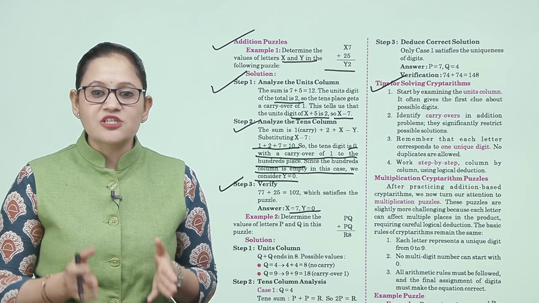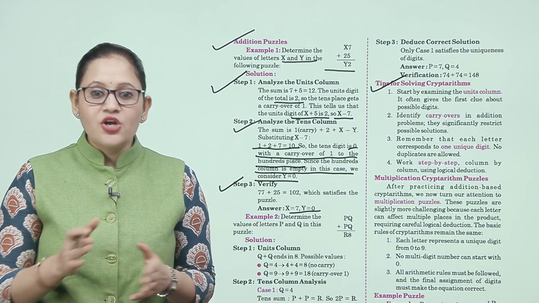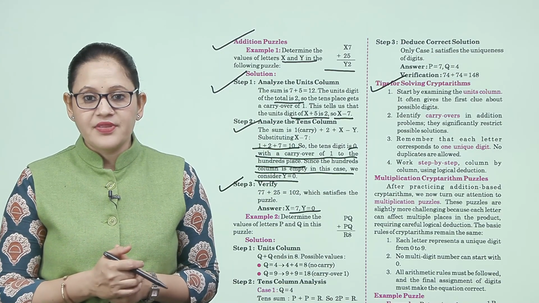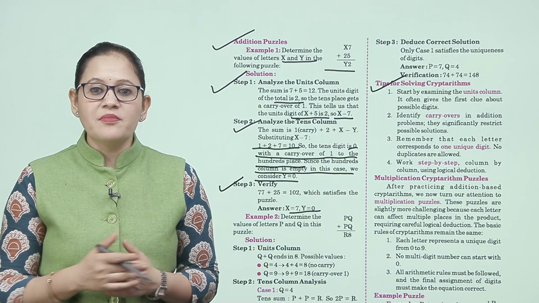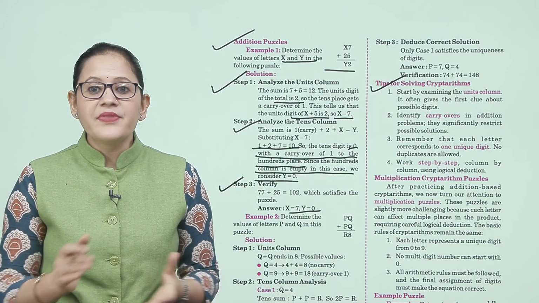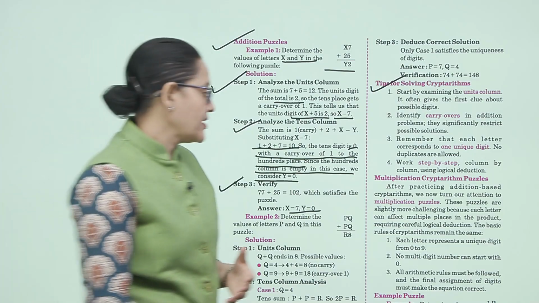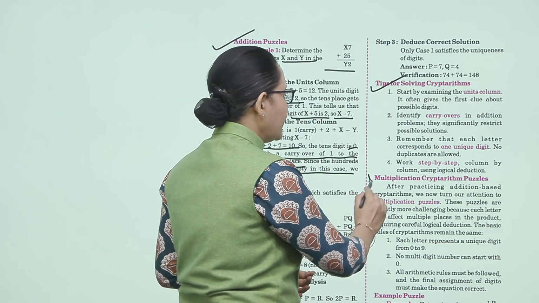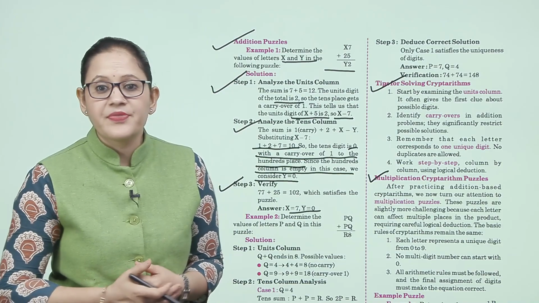Remember that each letter corresponds to one unique digit, no duplicates allowed. Work step by step, column by column, using logical deduction. Next is the multiplication cryptonym puzzle.